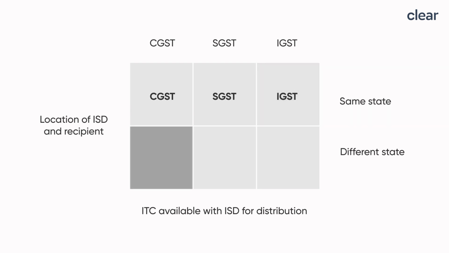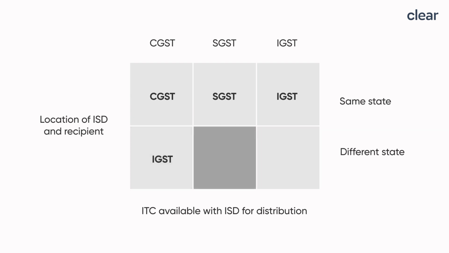Coming to the bottom row, which is the fourth situation, the ISD is located in a different state when compared to the recipient and has received CGST credit. He can distribute it as IGST after totaling it up with the equivalent SGST amount.